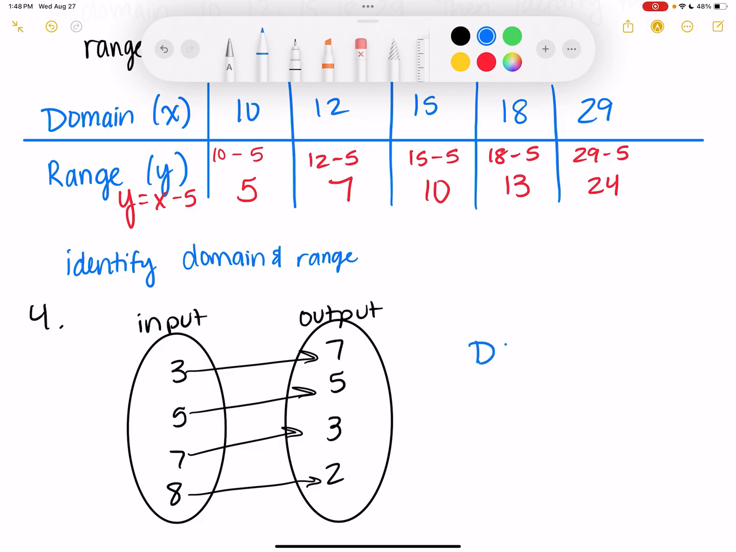So for the domain and range, we usually abbreviate that with a D and an R, just so that we don't have to write the whole thing out. My domain values are 3, 5, 7, and 8, and we typically want to write them in numerical order. However, if you don't, that's okay. It's just nice if they're in numerical order. My range values then in numerical order are 2, 3, 5, and 7. And that's all you have to do on those ones.